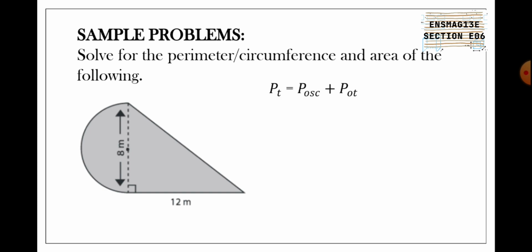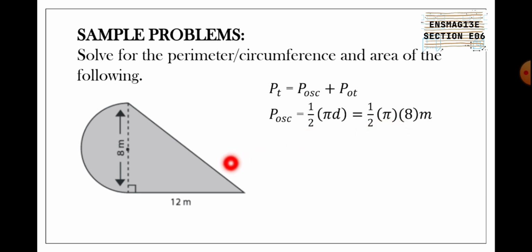Again, the formula for your circumference for a full circle is equal to pi d. Since here we are considering only a semicircle, the formula is 1/2 of pi d. The value of your diameter here is 8, giving us 1/2 times pi times 8 meters.